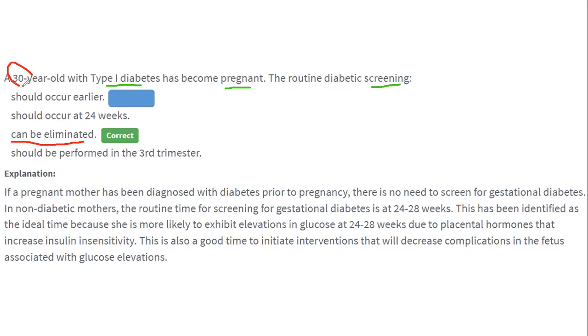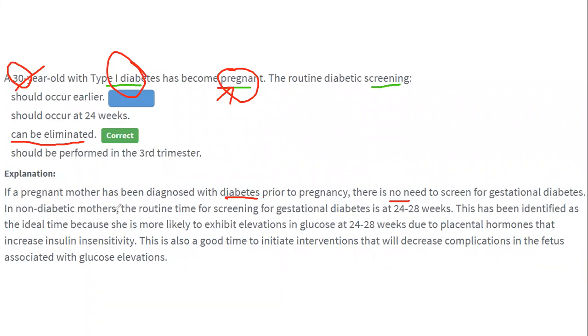Imagine a 30 year old pregnant female who does not have any history of diabetes, they must check blood sugar. But a patient or mother who is 30 years old and already knows she has diabetes and is pregnant does not need to be checked, because she already knows she has it. So from that point of view, the answer can be eliminated. But if she does not have diabetes, the answer should be early. So if a pregnant mother has been diagnosed with diabetes prior to pregnancy, there is no need to recheck for gestational diabetes.